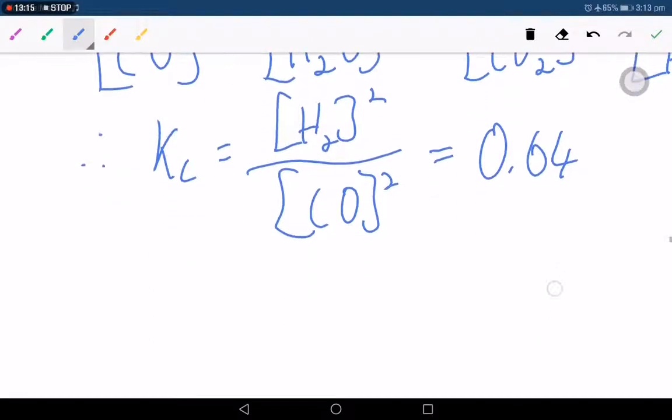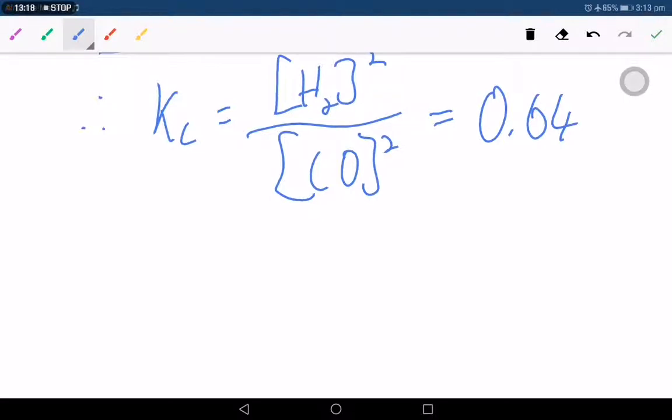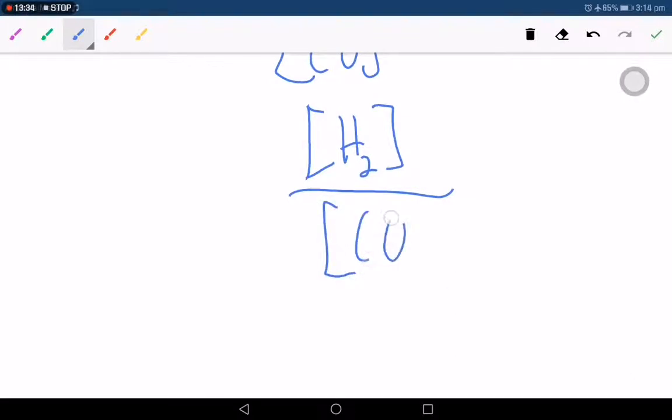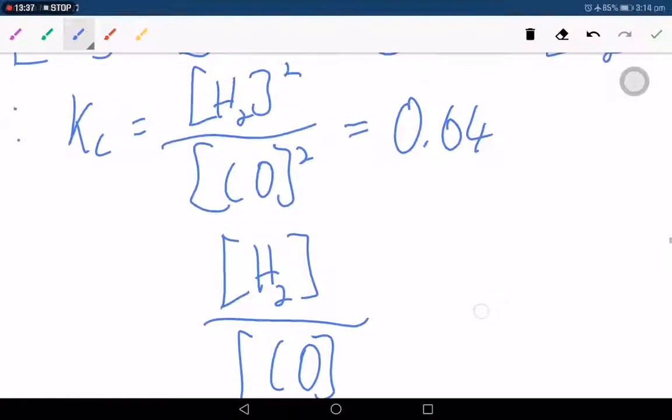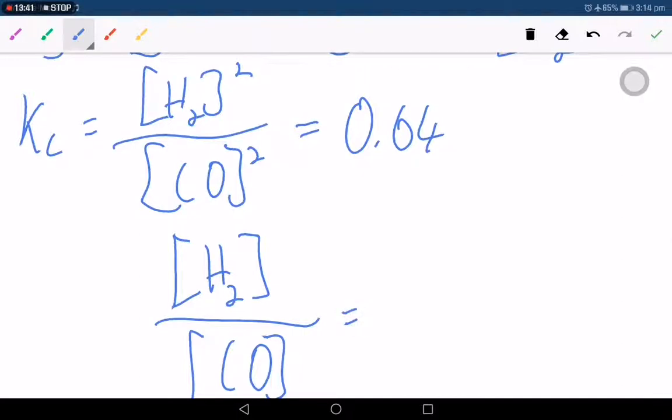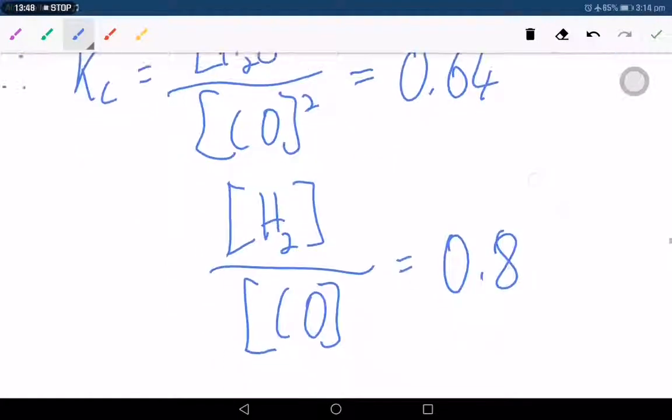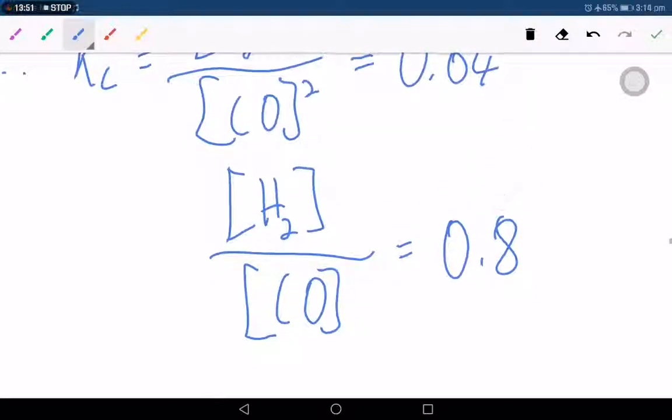Now comes the fun. So concentration of H2, because of this, we can just take square root on both sides and then we can get this ratio equal to square root of 0.64. Square root of 0.64 is 0.8. Right? 0.8. Now what else?